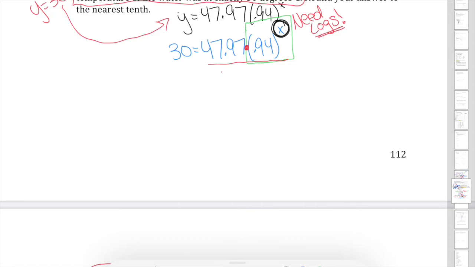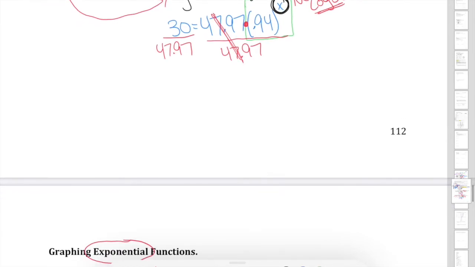Now the 47.97 is being multiplied to the 0.94 that needs to be alone. So to get rid of it, I'm going to divide both sides by 47.97, so that those cancel out, and I'm left with 0.94 to the X on the right side. The left side, unfortunately, is not going to be a nice number. You're going to do 30 divided by 47.97 in your calculator, and you're going to get a long decimal.